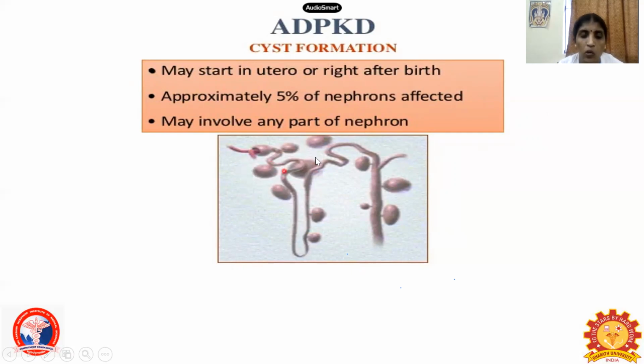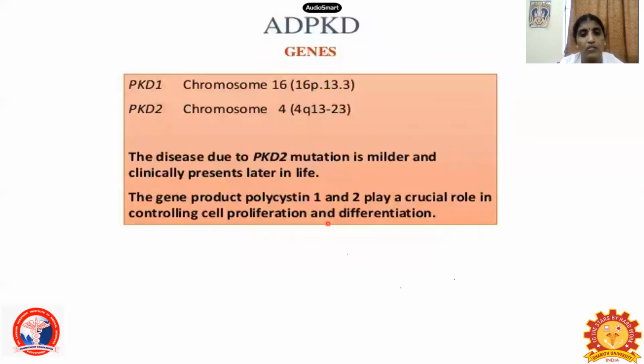Okay, the proximal convoluted tubule, ascending and descending limb, loop of Henle, collecting duct, anywhere. It can involve any part of the nephron, and approximately only 5% of nephrons are affected. So the clinical manifestation could present only during the adult period. So remember, the cyst formation starts in utero or right after birth.